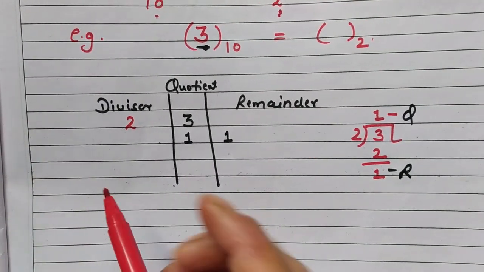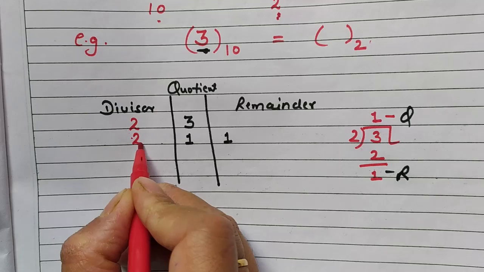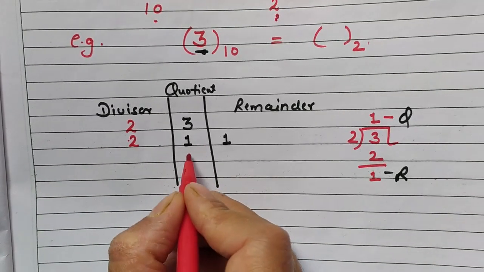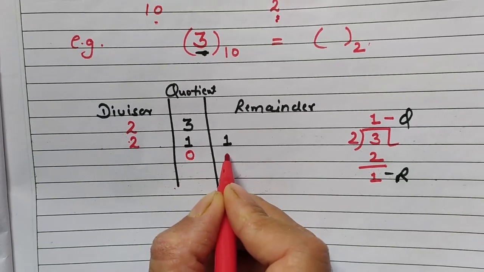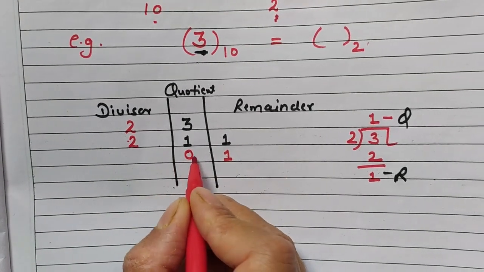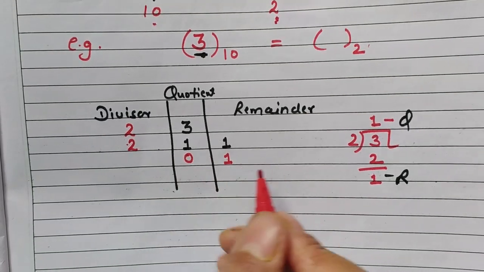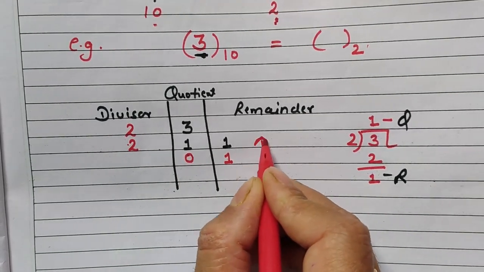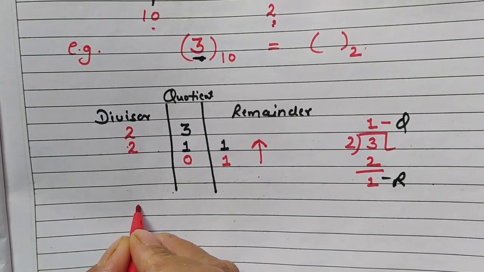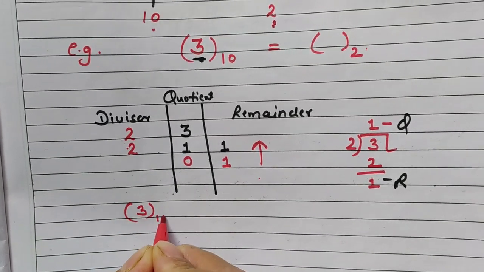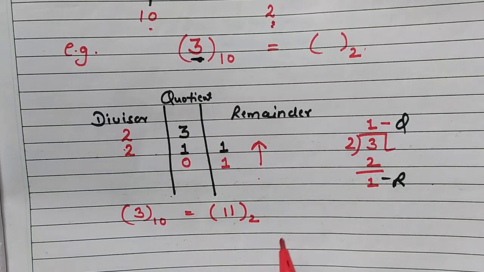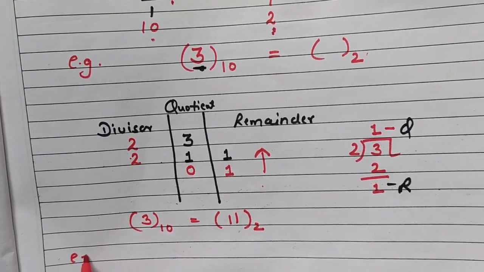Then again I will divide the number by 2. Since this 1 is smaller than 2, it can't be divided further, so the quotient will be 0 and the remainder will be 1. I have got the quotient 0 and can't divide further, so I will collect the remainders in reverse order, from bottom to top. So this gives the answer to my question: 3 in decimal can be represented as 11 in binary.